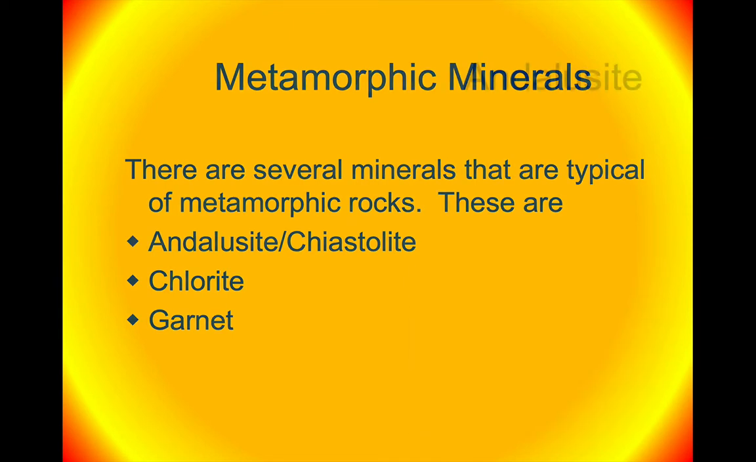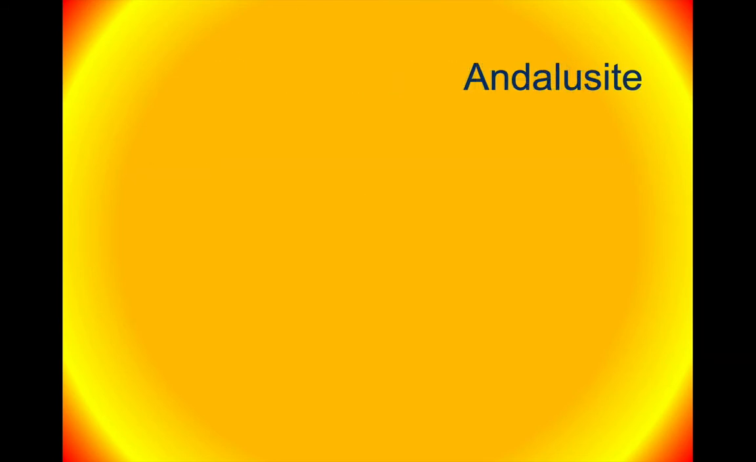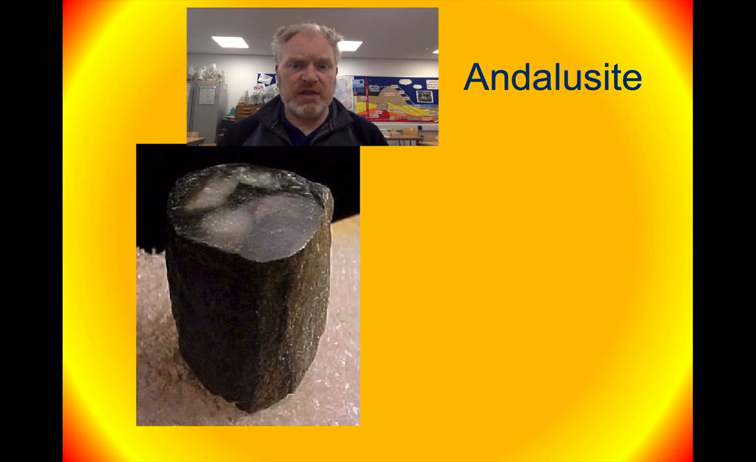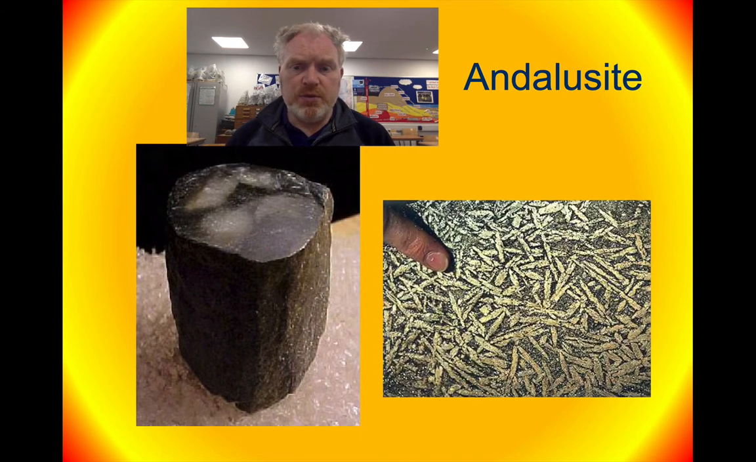Let's have a look at what these look like. If we start with andalusite, andalusite's a very, very distinctive mineral. It forms needle-like crystals within a rock. Those needles have a square cross-section. Very often within that cross-section, you'll see, surrounded by a sort of lighter coloured cross, there'll be a dark square. You really can't confuse andalusite for anything else.